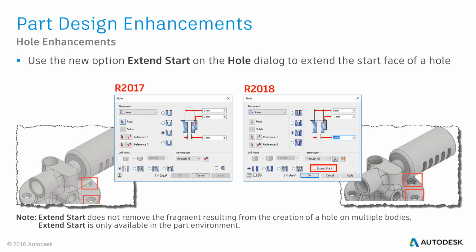Maybe you had models where holes overlap other model geometry like a fillet. Unfortunately, that geometry remained as a fragment and the hole wasn't properly created. You then had to be creative to remove the fillet piece somehow. You can now use the new Extend Start checkbox to overcome such situations. The purpose of Extend Start is to remove a fragment resulting from the creation of the hole that impacts bordering geometry.